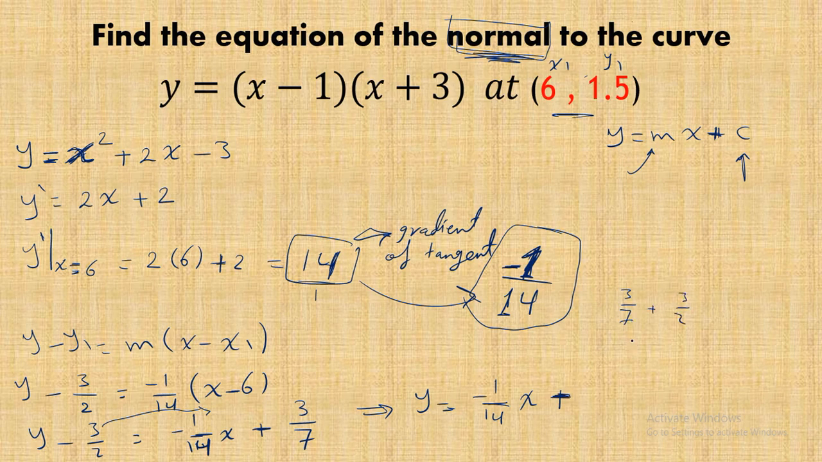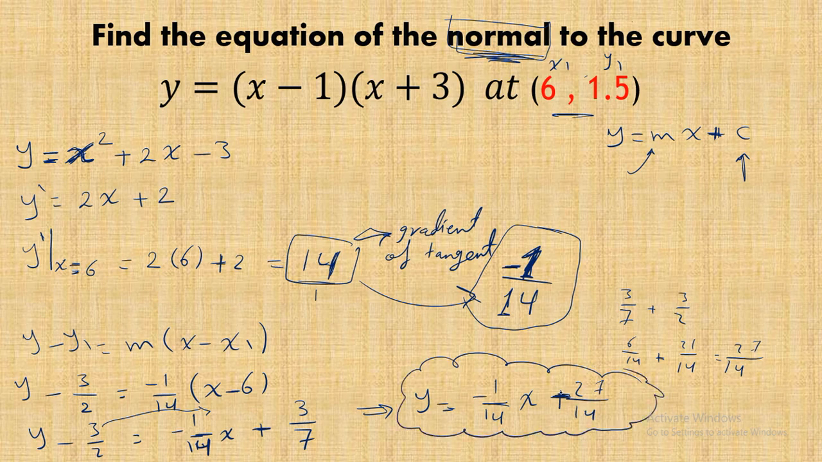It will be here 6 over 14 plus 21 over 14 equals 27 over 14. And this is the final answer. This is the equation of normal. If we want to get the equation of tangent for the same expression, just put m equals 14, not negative 1 over 14.